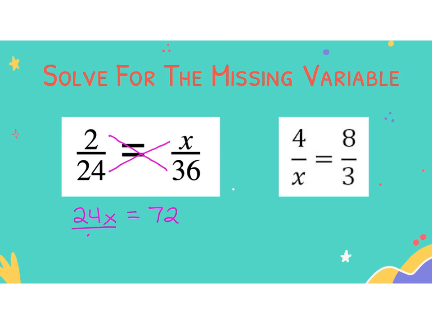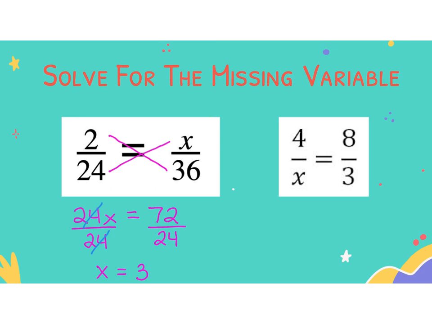So I will divide by 24 on the left-hand side and divide by 24 on the right-hand side of my equation. When I do, the 2 24s on the left are going to cancel each other out. They become 1, and we have x by itself. When I divide 72 divided by 24, I get 3. So x equals 3.